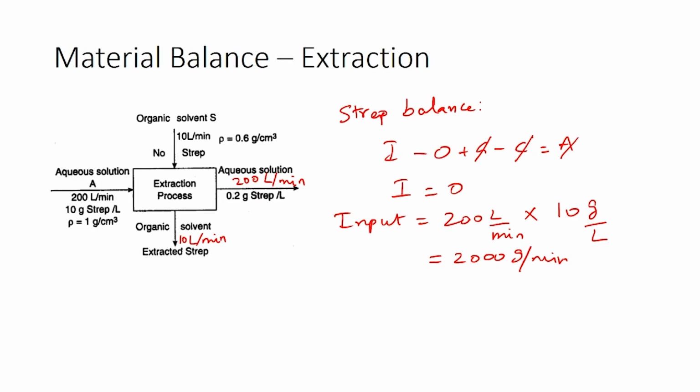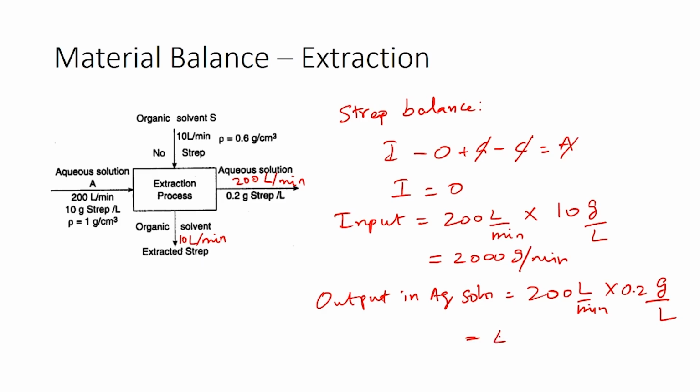Now we need to calculate the output flow rates for streptomycin. We know that the concentration of streptomycin in the raffinate solution which is leaving is 0.2 grams per liter. So in the aqueous solution you have an output of streptomycin as 200 liters per minute times 0.2 grams per liter. So this means in the aqueous solution you have 40 grams of streptomycin leaving the system per minute.